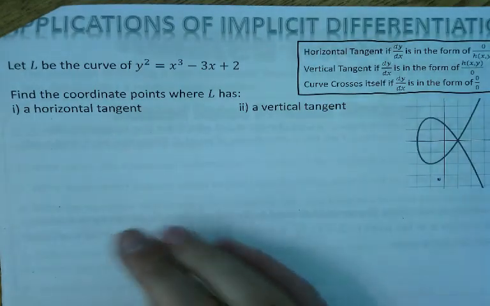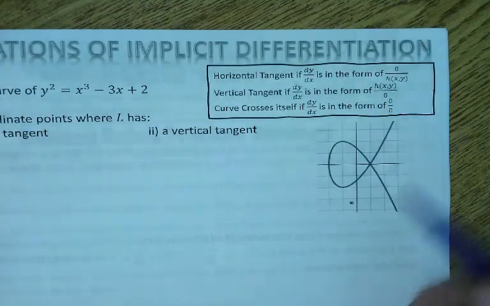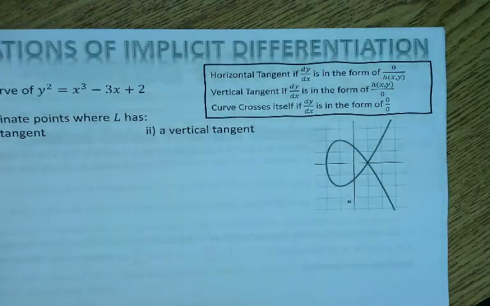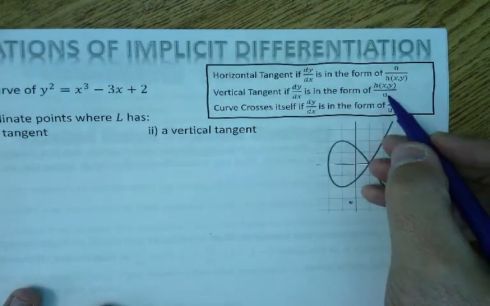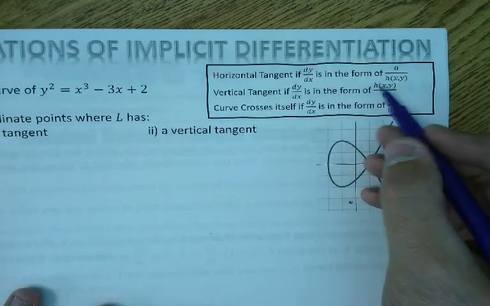A couple of things I do want you to know here: when we get dy/dx in its final form, we have a horizontal tangent if we have a 0 on top and the bottom is not 0. That should not be new to us, right? If the derivative is equal to 0, we have a horizontal tangent. We'll have a vertical tangent if we get a 0 in the denominator. That means we're undefined and we have values on top.